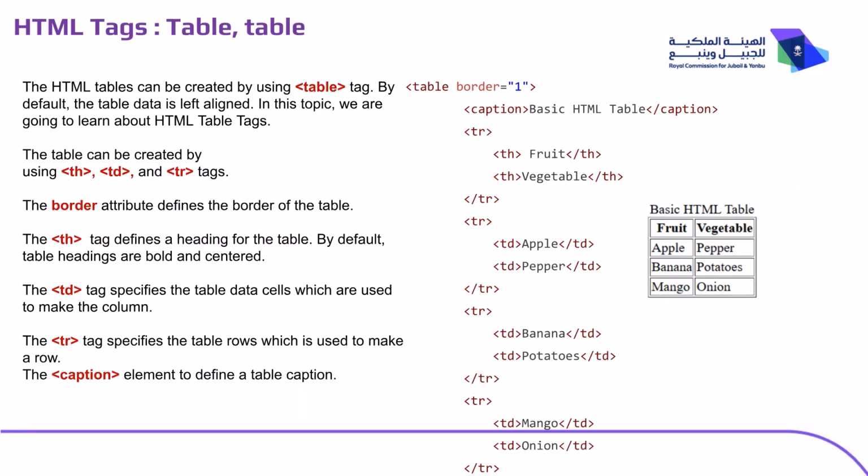HTML tables are created with the <table> tag. Use <th> for table headings, <td> for data cells, and <tr> for table rows. The <caption> tag provides a title for the table.